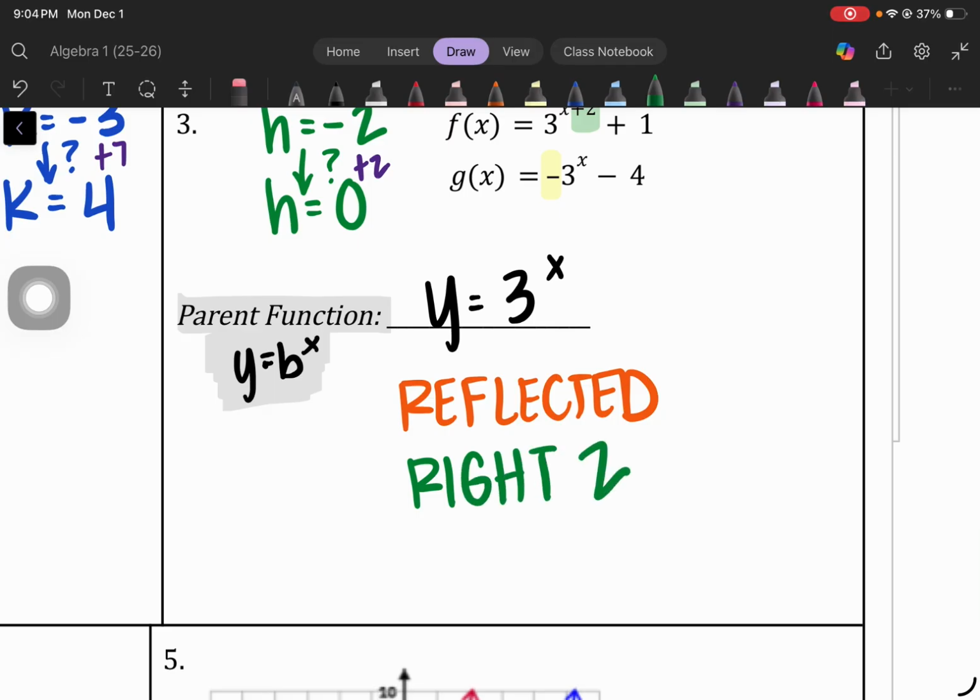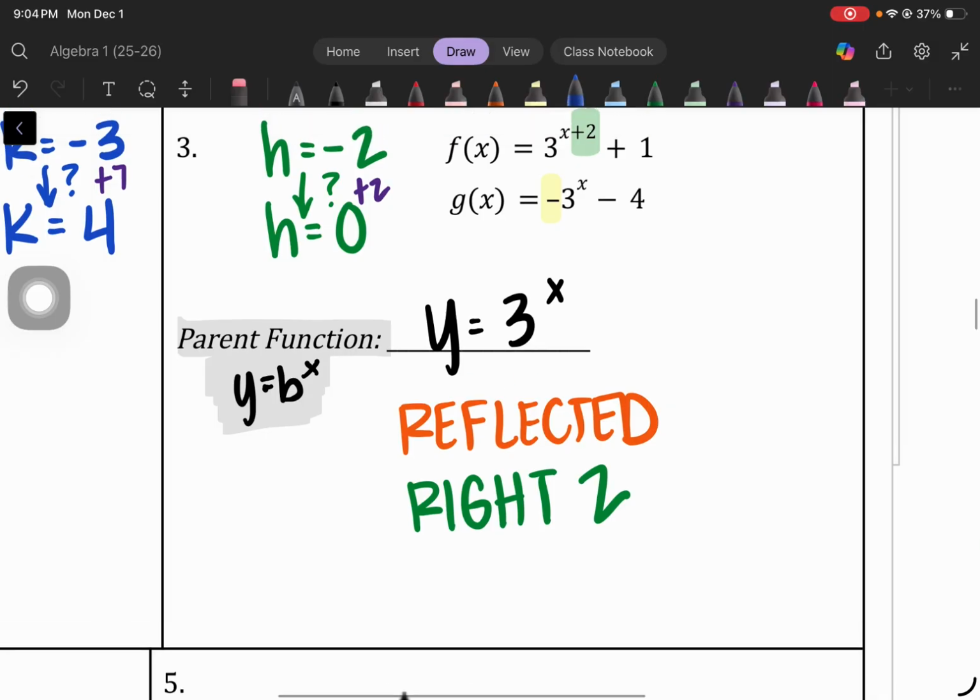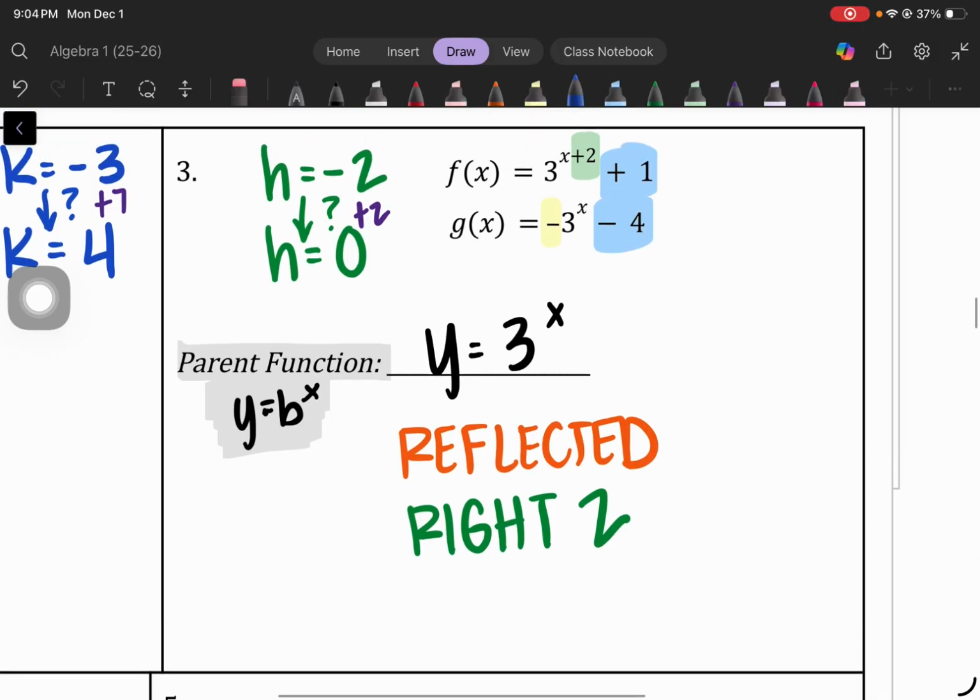We shifted to the right 2, from a positive 2 to a 0, because positive means to go to the right. And then last but not least, we have our k. So positive 1, negative 4. K is 1, and k is negative 4. How do you go from a 1 to a negative 4? That's our question, 1 to negative 4.